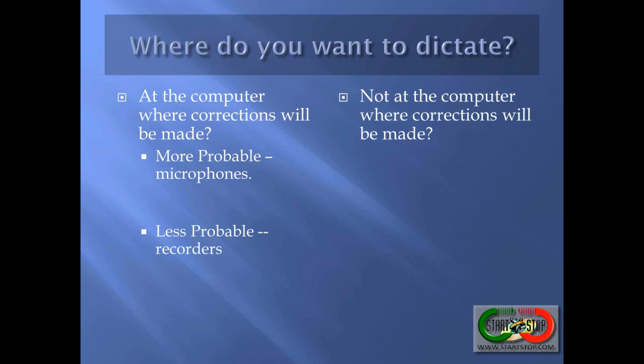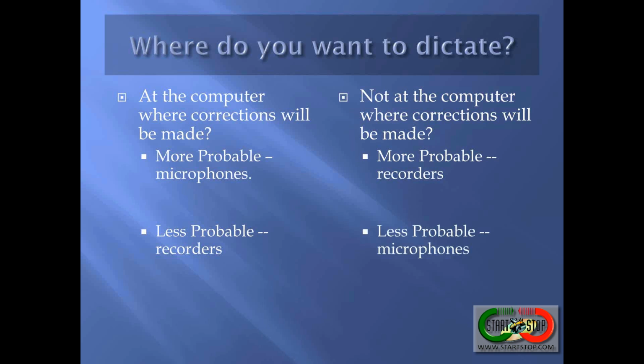If the answer to that question is, no, I don't want to be at the computer where the corrections will be made, I want to be somewhere else, then the more probable choice would be a recorder, and obviously less probable would be a microphone. So as you're weighing your options, look at that answer. And what you may find is that the answers to the three different questions will overlap in certain ways, and in that overlap is where you're going to find the device that will be best for you.